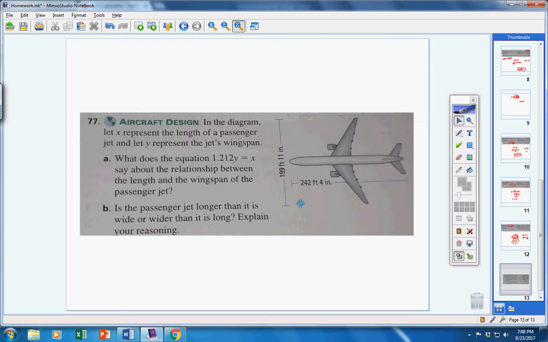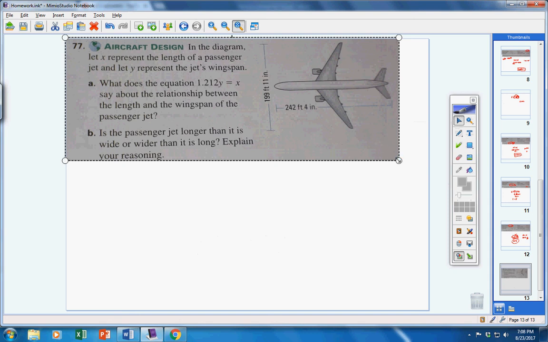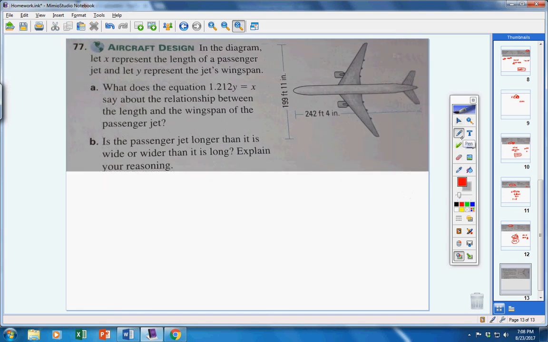Last one. In the diagram, X is the length of the airplane. Y is the wingspan, from here to here, or this right here. Okay? So this is your X. This is your Y. Now, what does the equation 1.212 Y equals X say about the relationship between the length and the wingspan of the passenger jet?